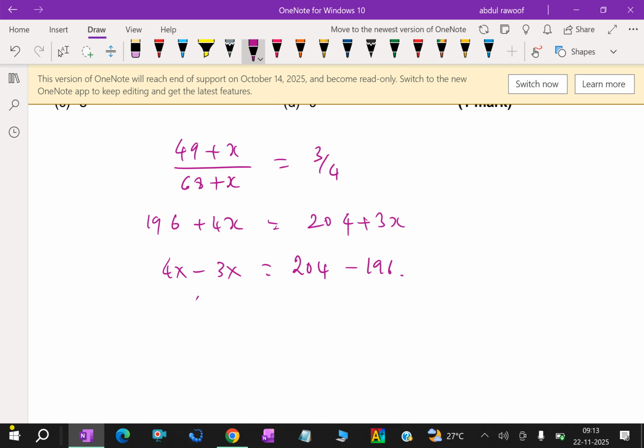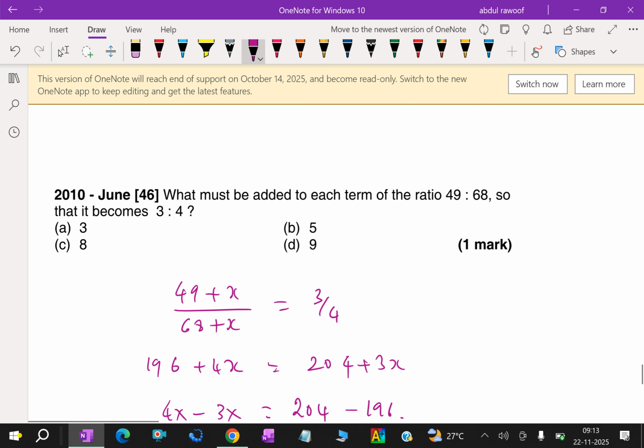196. So x equals 8. So we got x equal to 8, option C.